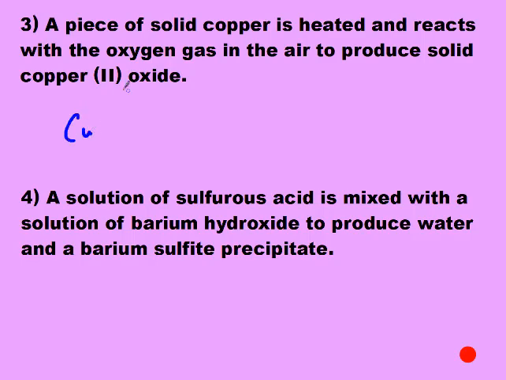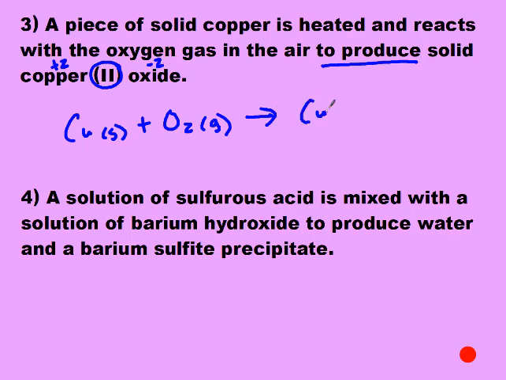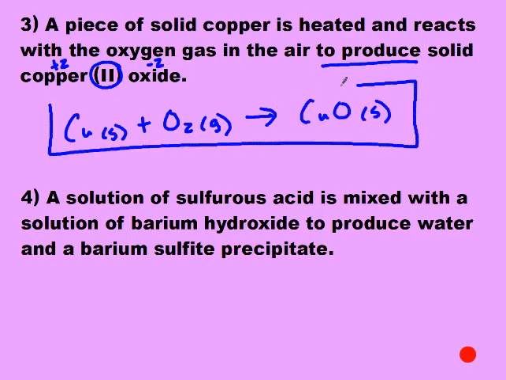So copper could be by itself, and it was a solid. It's heated and reacts with oxygen. So if it's reacting with it, it's got to be on the same side. Oxygen is diatomic, and that's a gas, to produce solid copper. Remember that the Roman numeral is standing for the charge of copper. Oxygen's a -2, so just CuO. So that's what you should have gotten when you wrote the equation.